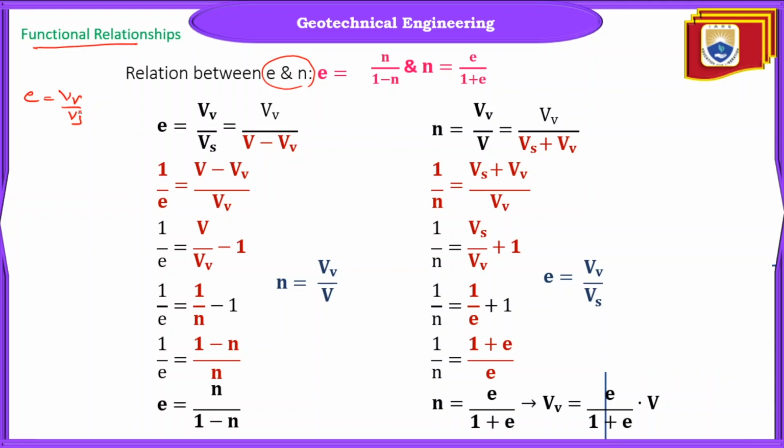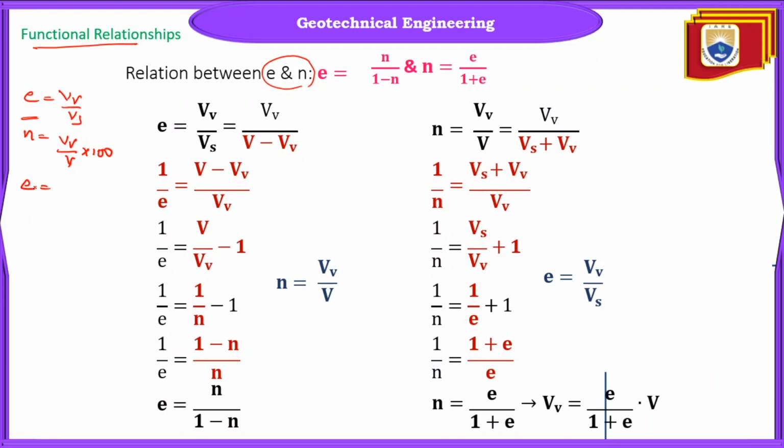The basic formula of e from the three-phase diagram which we obtained is volume of voids to volume of soils. N is nothing but the porosity, and it is equal to volume of voids to total volume, and it is expressed in terms of percentages, whereas e is expressed in terms of decimals.